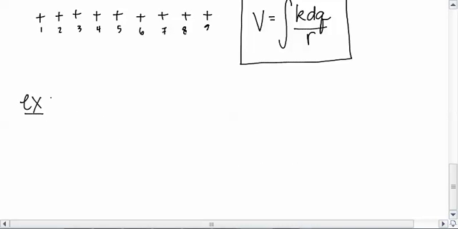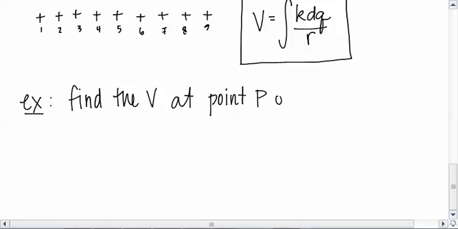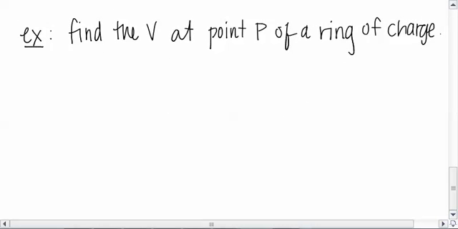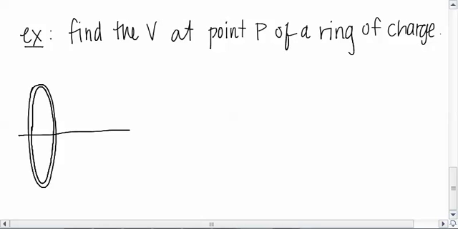Let's try an example. Let's say that we have a ring of charge. So we're going to find the electric potential at point P of a ring of charge. So remember, I'm a terrible artist, but just bear with me. So here is my ring of charge. Something like that. Here is that center axial line. And let's throw point P out here.